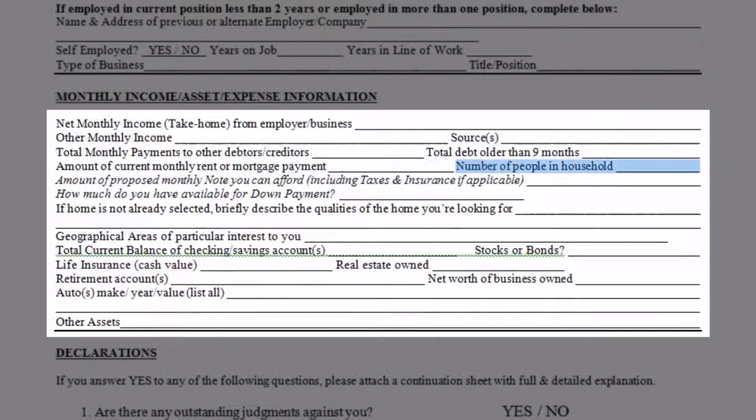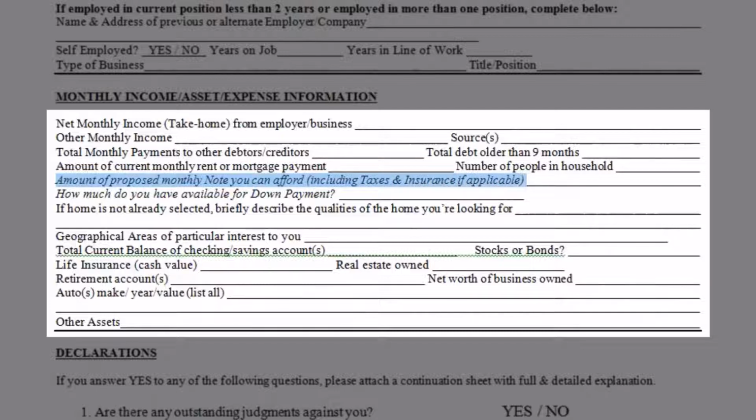I would clarify, this is the people who are going to be living in the house. If you have relatives who are extended family, they're going to be living with you, they're in the household. However, if you have relatives like maybe a child, but the other parent has custody, well, they're not in your household. Amount of proposed monthly note that you can afford, including taxes and insurance, if applicable.